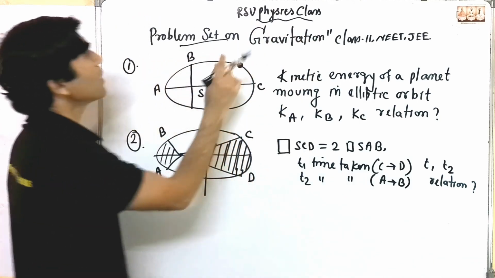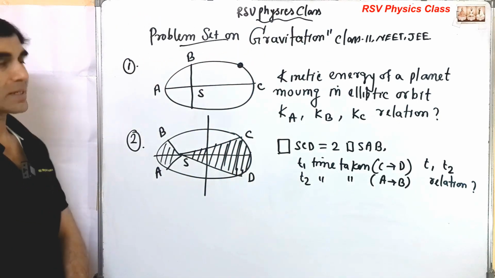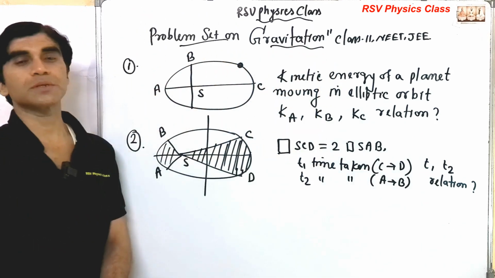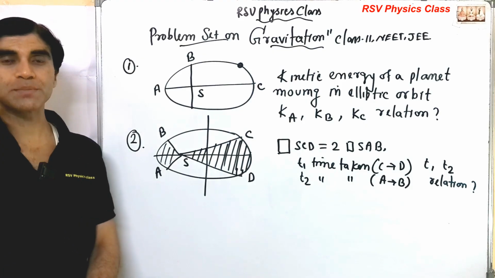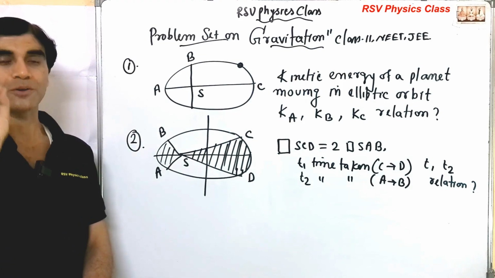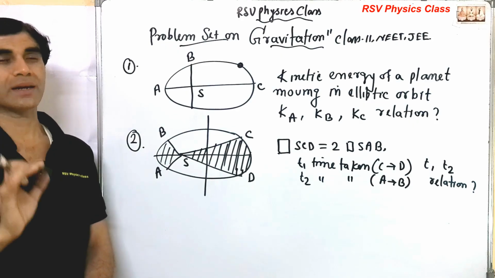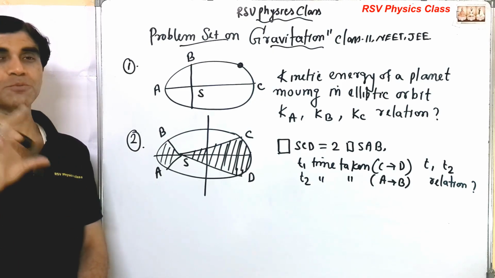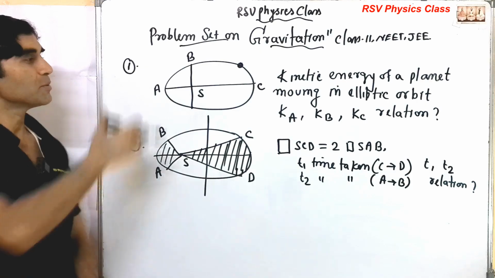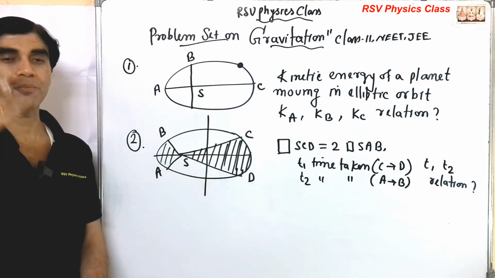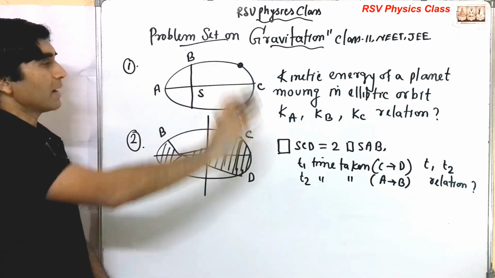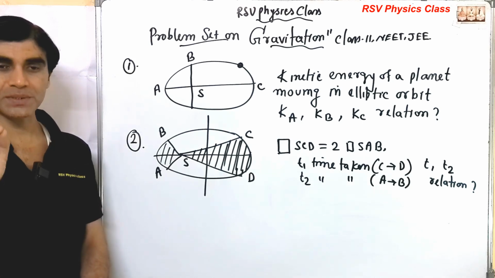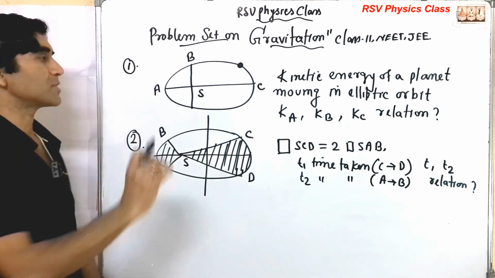This class is on a problem set for your class 11 NEET JEE, and we will be discussing gravitation. I will be discussing different types of problem sets. A typical problem set contains at least 10 to 12 questions of different types. You have to focus on the different types of problems and practice. If you solve 10 to 15 questions, you will get comfortable, and these types of problems will necessarily come in different competitive exams. If your concept is clear, you can attempt every question quickly.